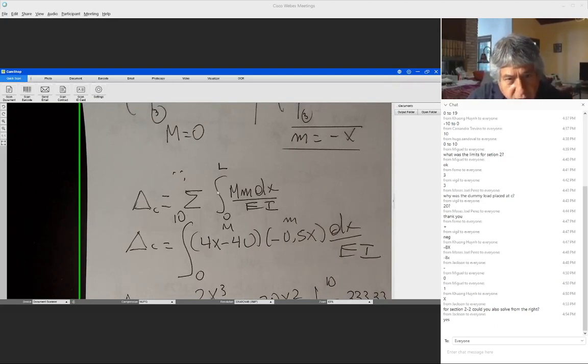It is the summation of the integration over the length of all the sections of the moment produced by the given loading and the moment produced by the dummy loading, over EI. We only had one, because sections 1 and 3 are 0. We only had section 2. From 0 to 10, this is the moment that I found in the previous page, large M, little m, dx over EI.